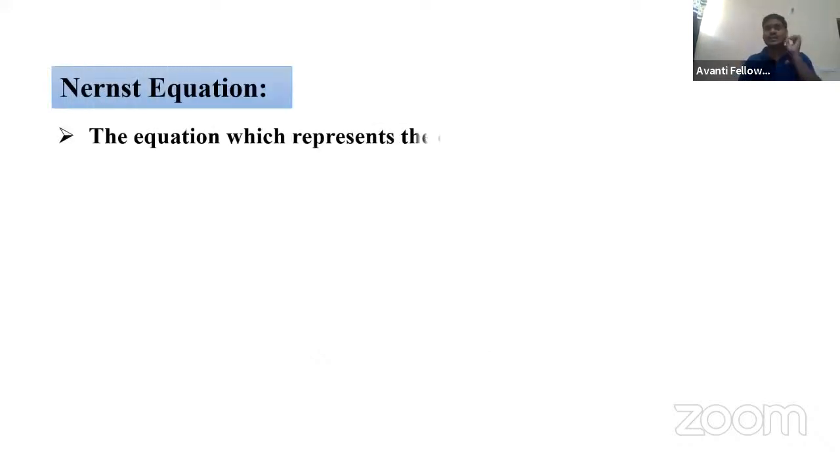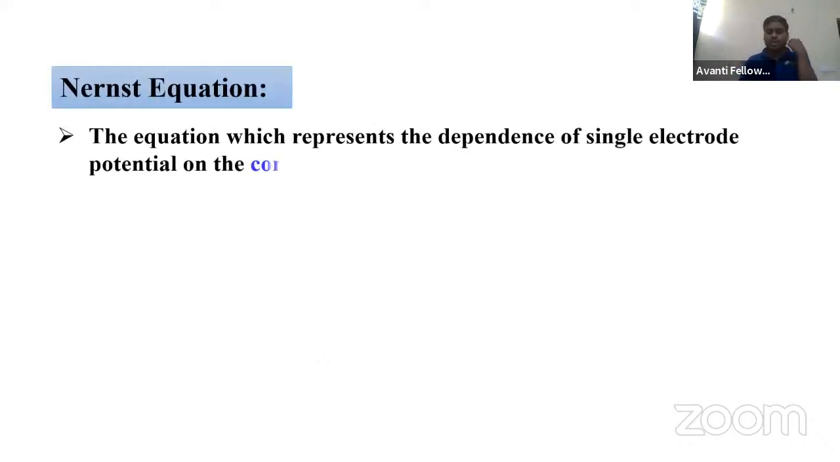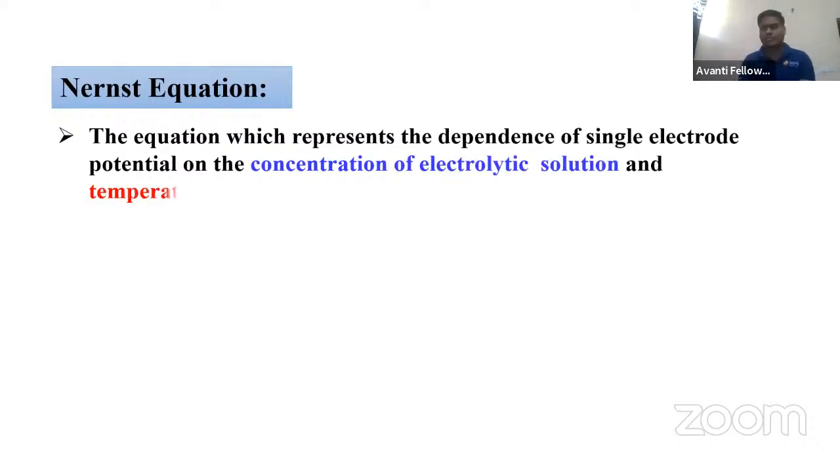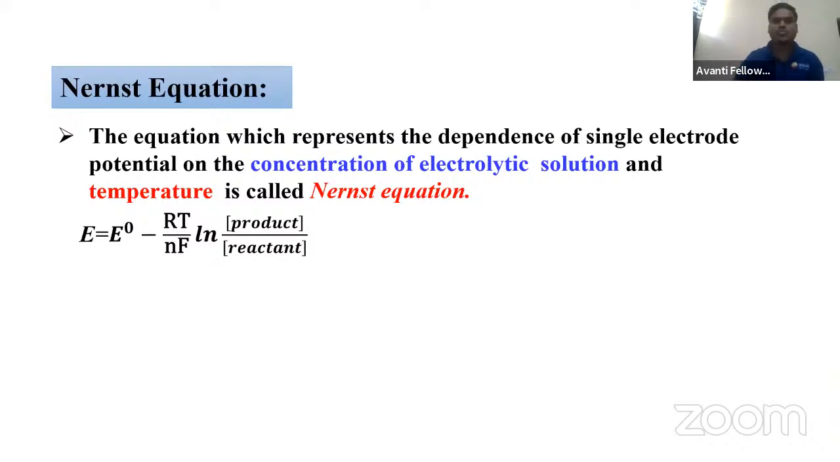Now, the Nernst equation also plays a very important role. What is the application of this Nernst equation? With the help of the Nernst equation, we can easily calculate the EMF of the cell and the equilibrium constant. These are all the applications of the Nernst equation, that is why we study it. Basically this equation represents the dependence of single electrode potential. ठीक है, उसी को हम क्या बोलेंगे? Nernst equation. So what is the formula for calculating the Nernst equation?